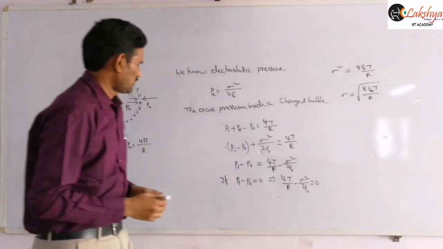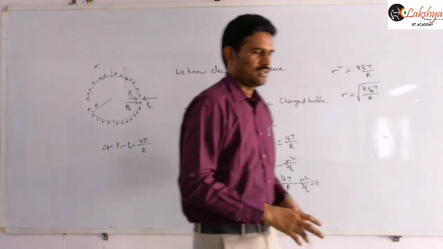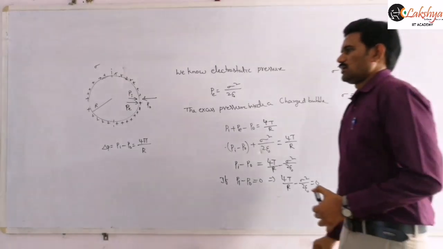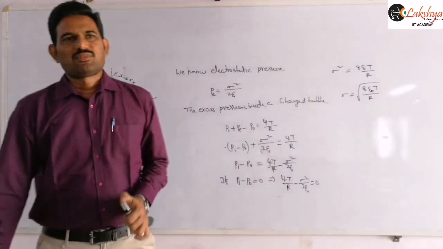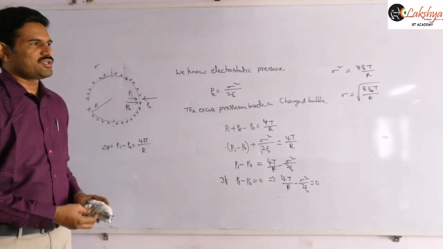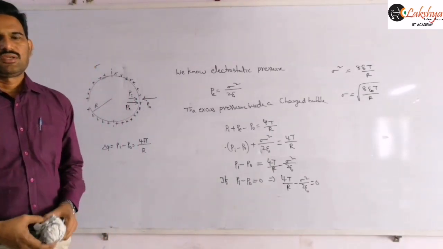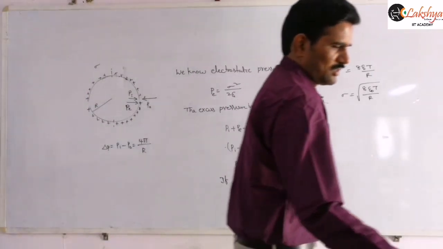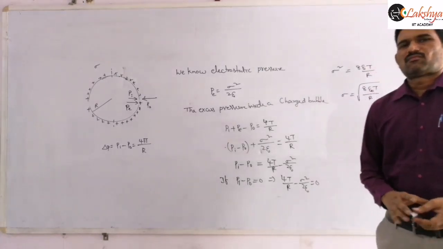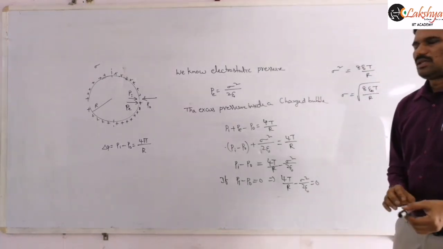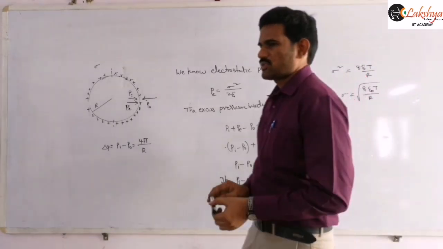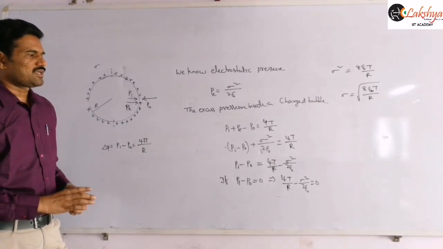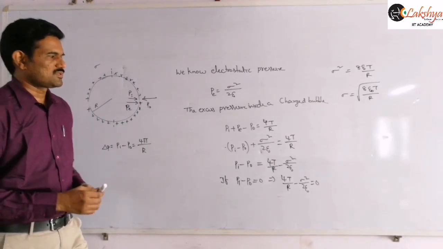So write it as a question, the next problem in that. Find the surface charge density to be given to a soap bubble such that the net excess pressure of the soap bubble becomes 0.